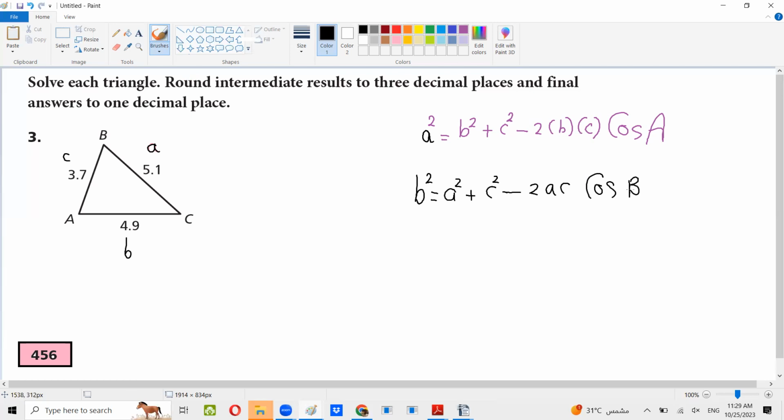If I want to start with side C, C square is equal to A square plus B square minus 2AB cosine the angle itself. The angle for the side C is angle C, here the angle B, angle A. Okay? Clear? Start to write the rule and we will start.